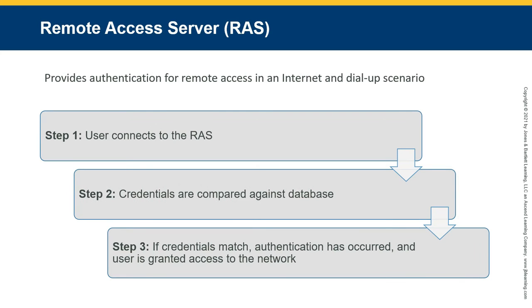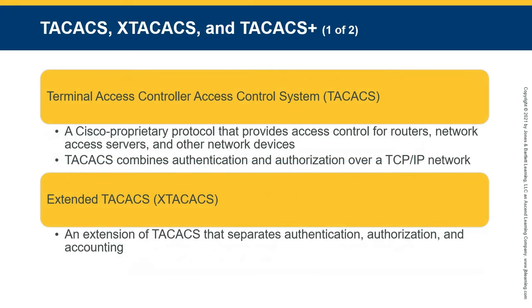Remote access server. Remote authentication for remote access is an internet and dial-up scenario. The user connects to the RAS. Credentials are compared against the database. If credentials match, authentication has occurred, and the user is granted access to the network.